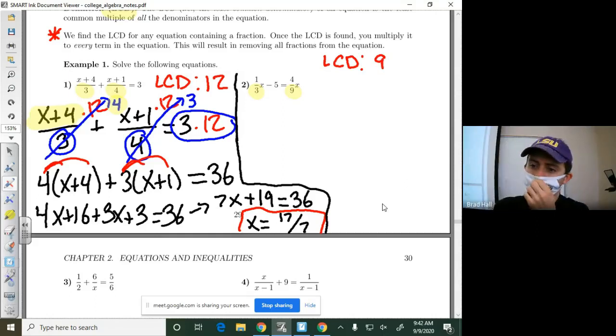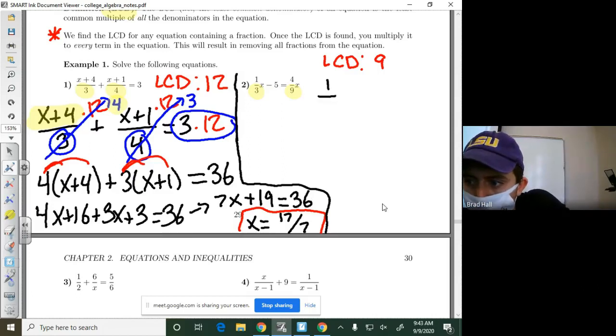It'd be 9 in this case because, well, if it were 3, 3 goes into 3 just fine, but 3 divided by 9 is not a nice whole number. In fact, it's a fraction, and the whole point is to make sure the fractions are gone. So it's going to be 9 here, because 9 divided by the first denominator, 3, is 3, that one's good, and 9 divided by 9 is 1. So we get all whole numbers. And we'll see that a little bit further. So I'm just going to rewrite it.